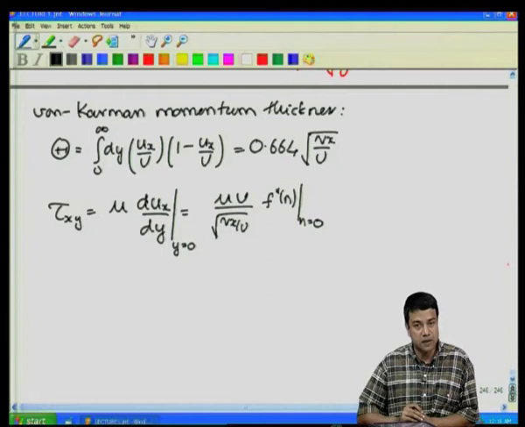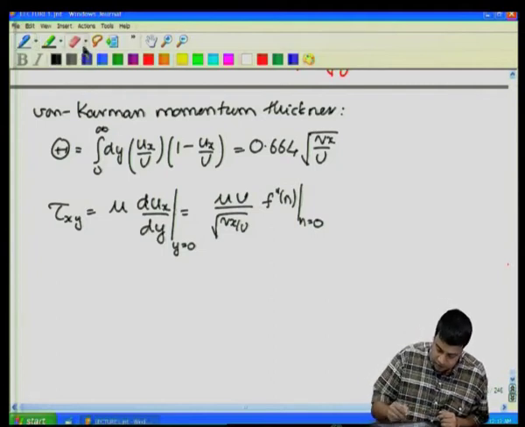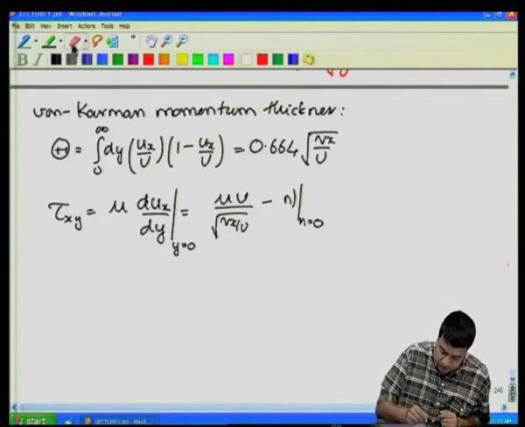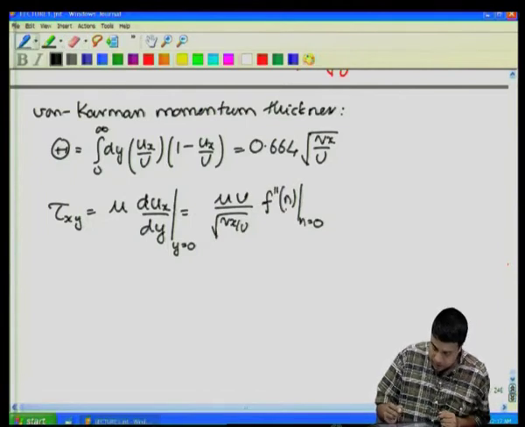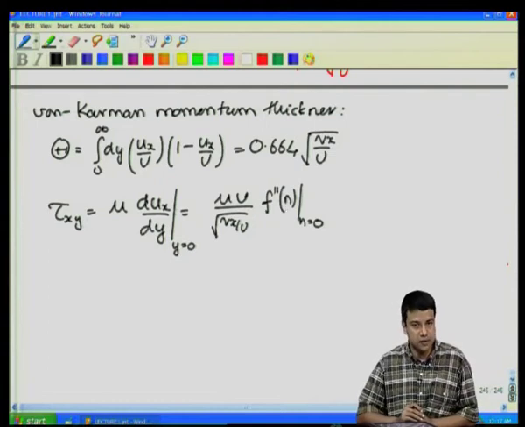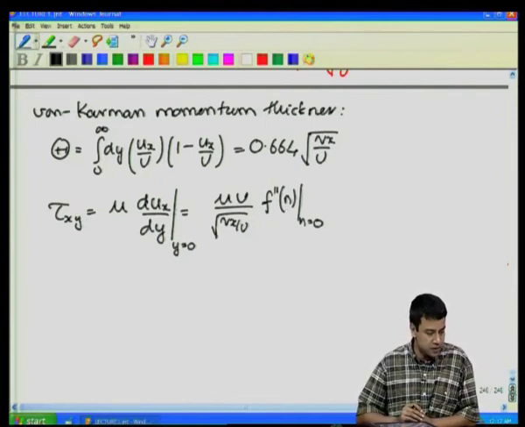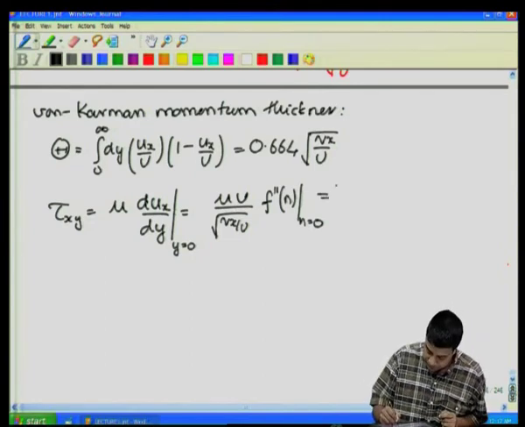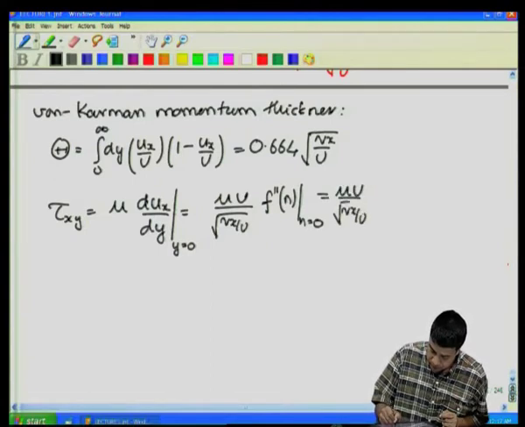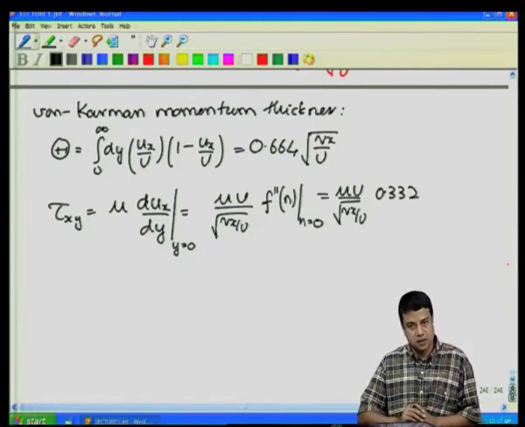And this numerical coefficient, f double prime of eta at eta is equal to 0, has to be obtained from the numerical solution. The value of this coefficient turns out to be approximately equal to 0.332. Times 0.332. So, that is this shear stress acting at the surface.